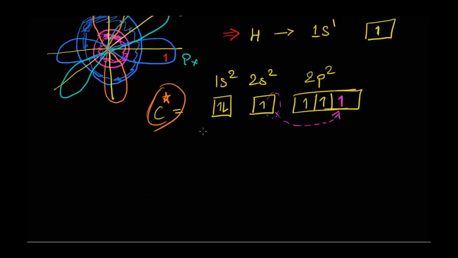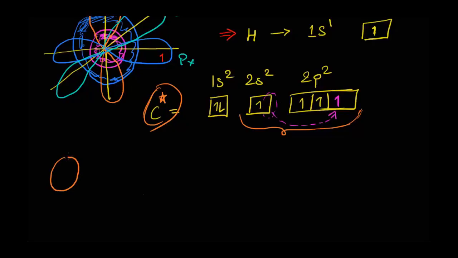Now in the case of hybridization, whenever carbon is trying to bond with hydrogen, it does not bond directly with these electrons. These orbitals, this 2s orbital, let me draw it here.